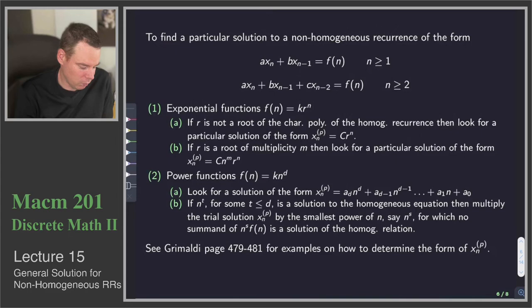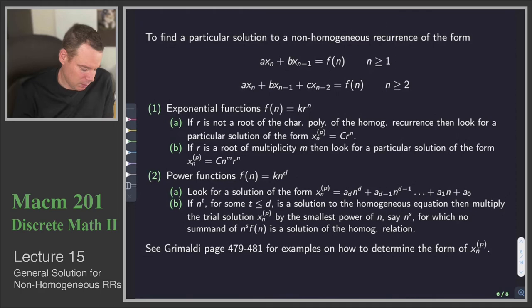However, if r is a root of the characteristic polynomial, it could be a multiple root. If it's a degree 2 polynomial, it could be a double root. Or it could be, if we're looking at higher order recurrence relations, so our polynomial is degree 3 or degree 4, this particular root could have a multiplicity, could be a root multiple times. In other words, x minus r to the power of m divides the polynomial. So if it's a root, then it means there's no way it's a solution to the non-homogeneous equation because it already solves the homogeneous equation.